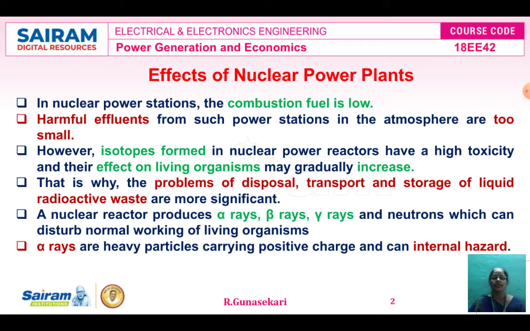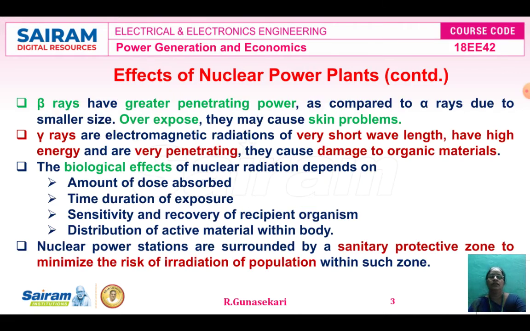Now take alpha rays. Alpha rays are heavy particles carrying positive charge, and they are an internal hazard. Beta rays have greater penetrating power compared to alpha rays due to their smaller size. The beta ray size is smaller, but it has greater penetrating power compared to alpha rays. Overexposure to beta rays may cause skin problems. This is the effect of radioactive waste.